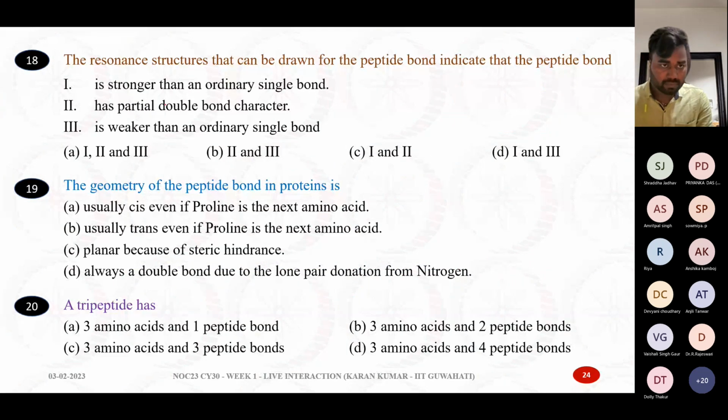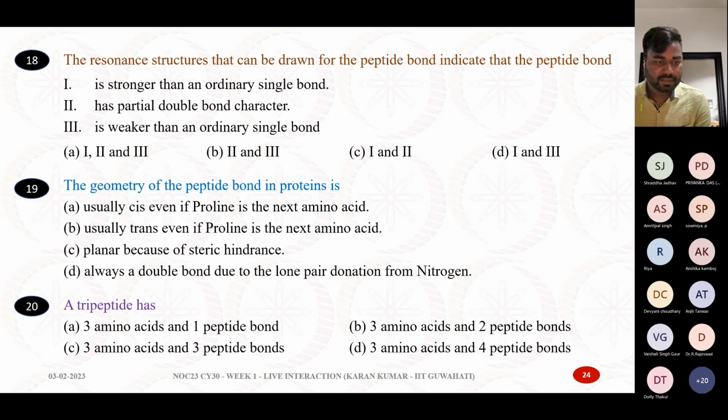Next question. The resonance structure that can be drawn for the peptide bond indicates that the peptide bond is stronger than the ordinary single bond, has partial double bond character, or is weaker than the ordinary single bond. So your options are: 1, 2, and 3 are correct; 1 and 2 are correct; 2 and 3 are correct; 1 and 3 are correct. Tell me about the peptide bonds. What is the correct answer? Option C. First and second are correct. Very good.